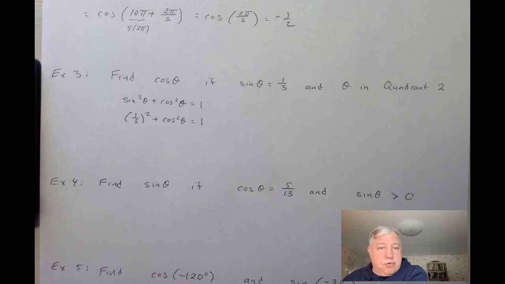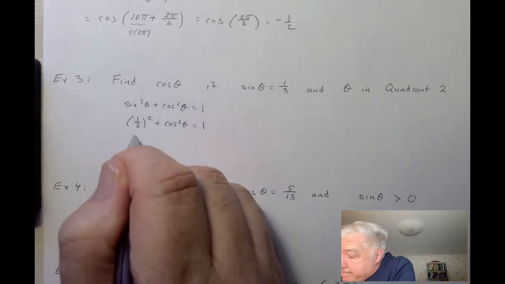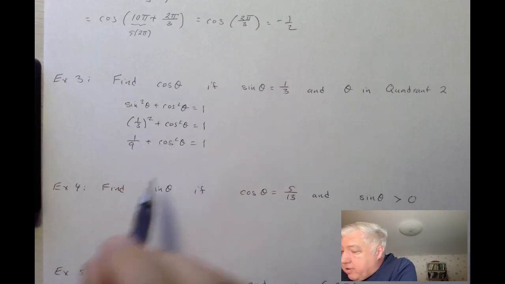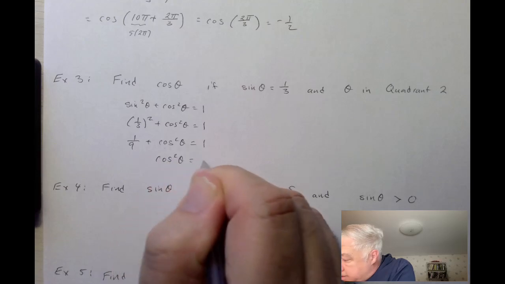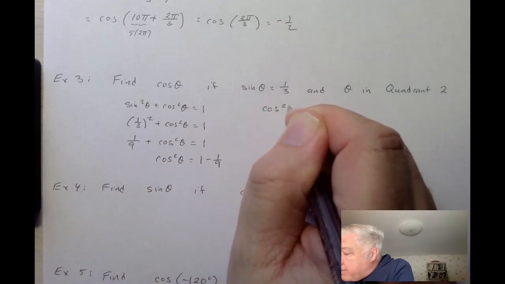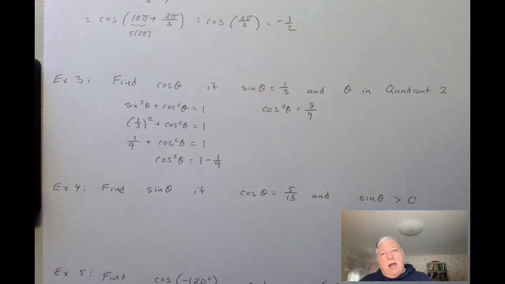Okay, when you square 1/3, we get 1/9. You can subtract 1/9 from both sides. So the cosine squared of theta is 8/9. And then you can take the square root of both sides.